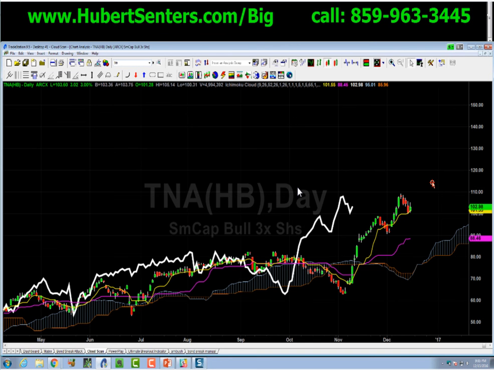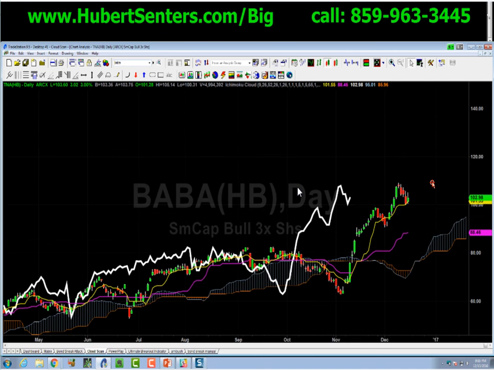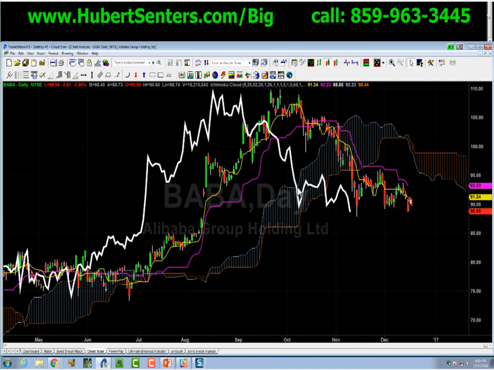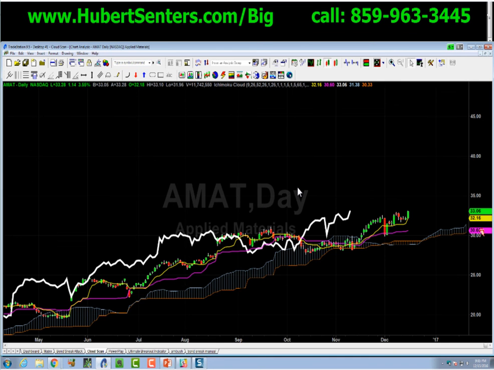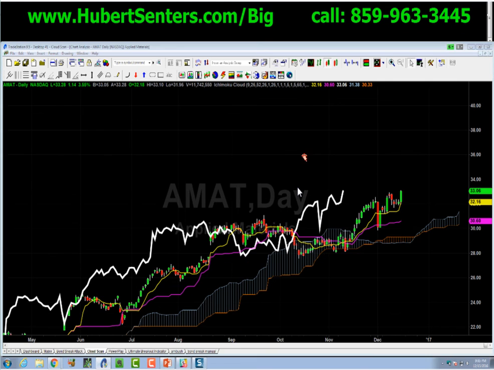BABA. Good looking short, stop 93.23 and a target of $80. And then last but not least, AMAT. AMAT is a great looking long with a stop of 30.60 and a target of $36.